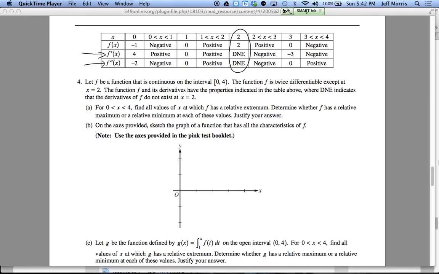Part A, from 0 to 4, find all the values of x at which f has relative extrema. So we're going to look at the first derivative. Is there a relative extrema at 1? No. Is there a relative extrema at 2? Yes, and here's why.